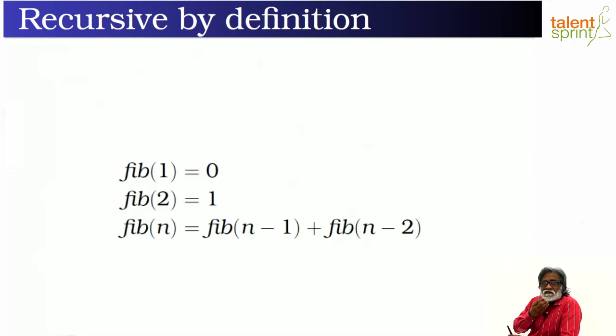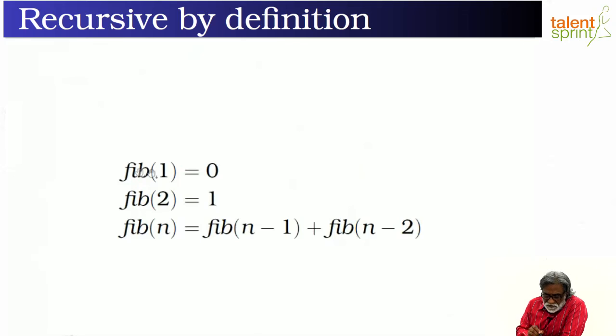Let's look at it. We are defining the Fibonacci series, the well-known Fibonacci series. What are we saying? Fibonacci of 1 is 0, Fibonacci of 2 is 1, Fibonacci of n is Fibonacci of n minus 1 plus Fibonacci of n minus 2. That is, the first term is 0, the second term is 1.